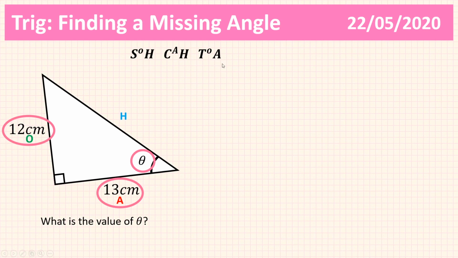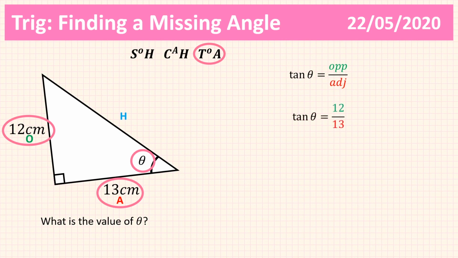So I've written SOHCAHTOA there for you. Which one are we going to use? Which one has opposite and adjacent in it? Well, that's TOA, tan, that one there. So then we're going to write down the tan ratio. So that's tan theta is equal to the opposite over the adjacent.